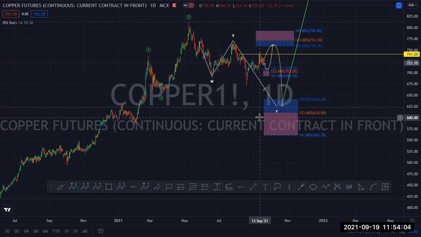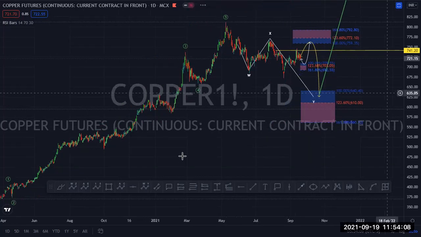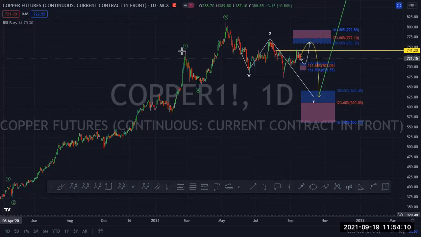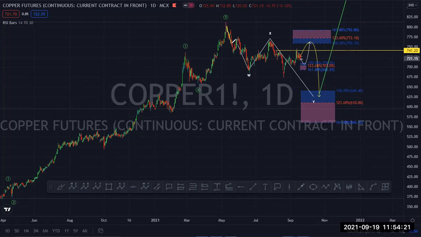Copper, I'm expecting a big move after 5 waves: 1, 2, 3, 4, 5. So 3 waves move will happen. I mean, you know, there are degrees of wave. This is 3 waves already. Okay, but it's not enough for all this move from here. So we expect more. So that's why I labeled this W, X.